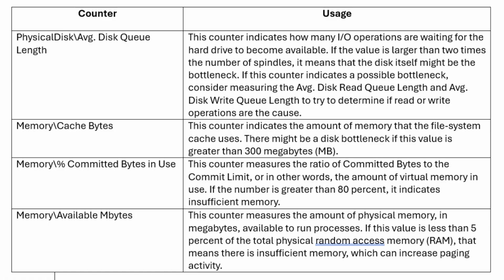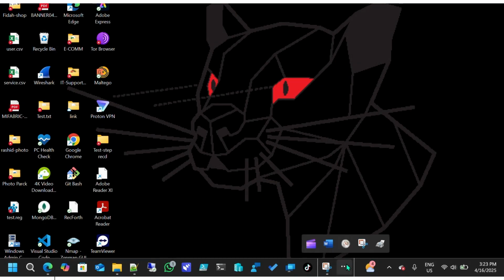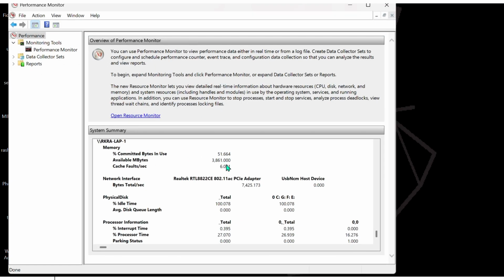Physical disk, Avg. disk queue length. This counter indicates how many I/O operations are waiting for the hard drive to become available. If the value is larger than 2 times the number of spindles, it means that the disk itself might be the bottleneck. If this counter indicates a possible bottleneck, consider measuring the Avg. disk read queue length and Avg. disk write queue length, to try to determine if read or write operations are the cause.